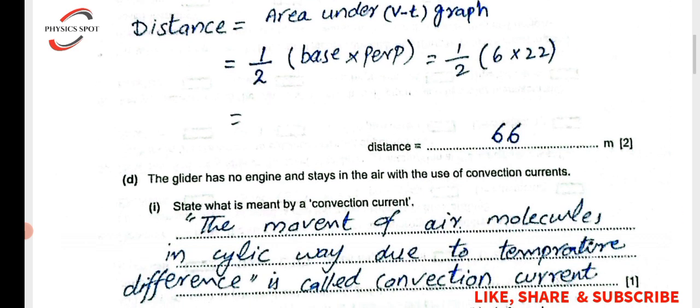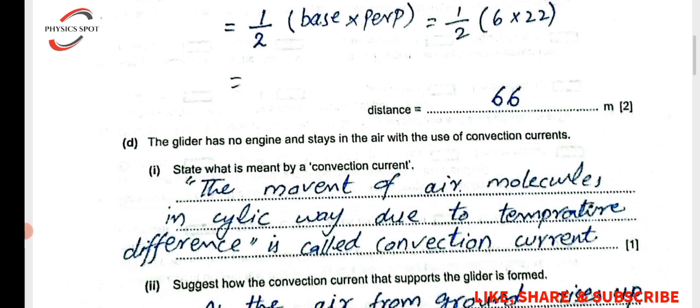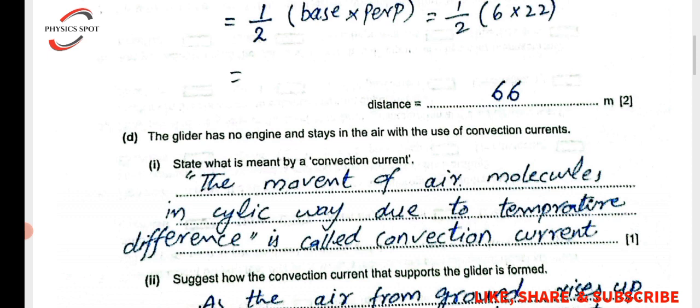D. The glider has no engine and stays in the air with the use of convection currents. State what is meant by convection currents. The movement of air molecules in a cyclic way due to temperature difference. Air molecules move in a cycle because of temperature difference, as hot air molecules rise up and cold air molecules move downward, and this cycle continues. This is called a convection current.